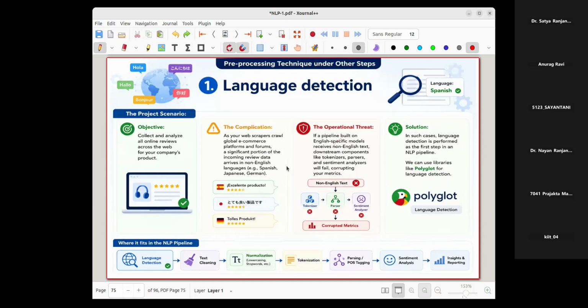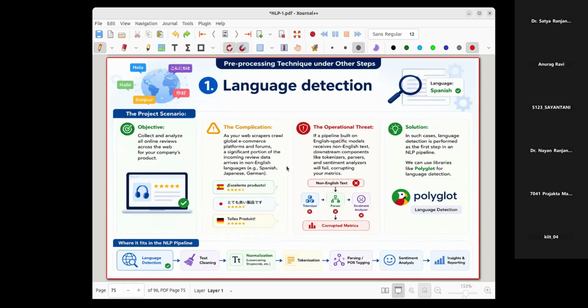That can be done if you are sure. But if you are not sure what kind of text, or what percentage of text or reviews will come in different languages, then you have to think differently. But this language identification is the first step. So this is one pre-processing step that we have to use.